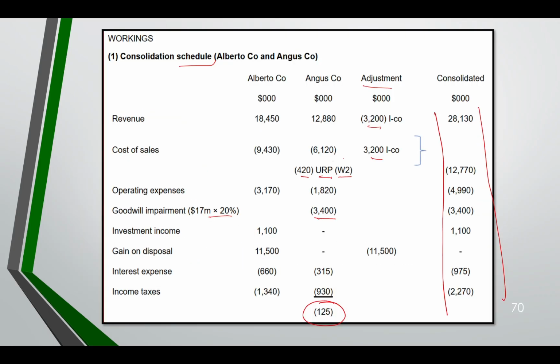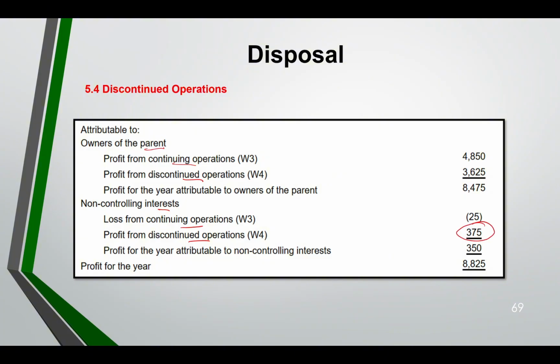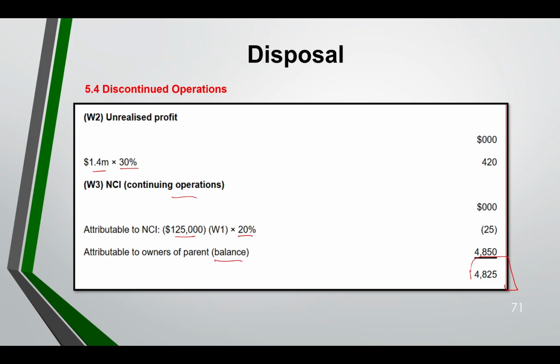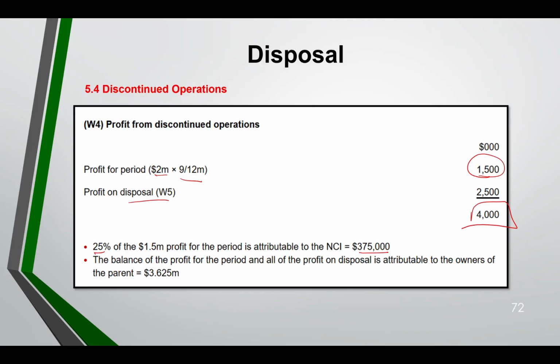This is 375, right? And the balance, that means the 75% of this 1,500 plus this 2,500, entirely will go to the parent, which is this total. Why will this profit on disposal go to the parent? Because you have disposed entirely, so no NCI. Everything will go to the parent.